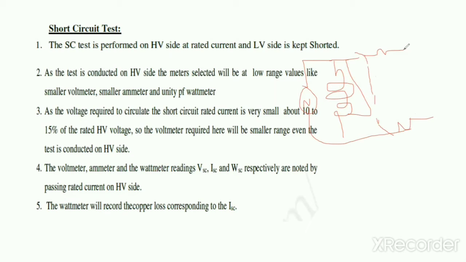Then we connect the voltmeter across the supply voltage, and this is the ammeter, and we connect the wattmeter.